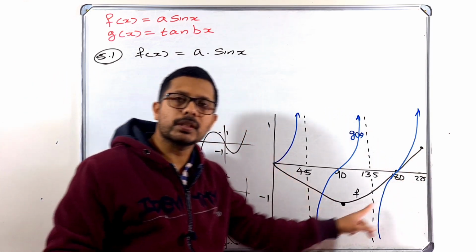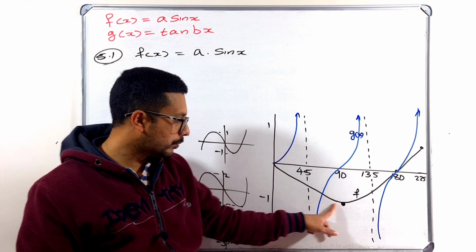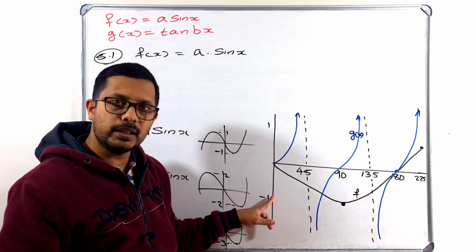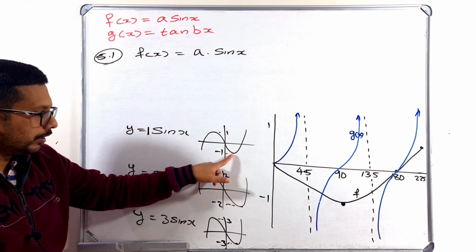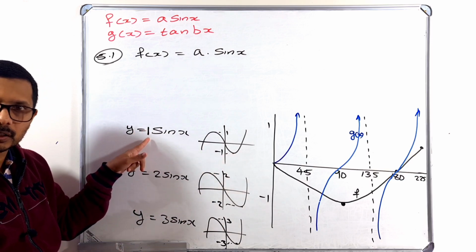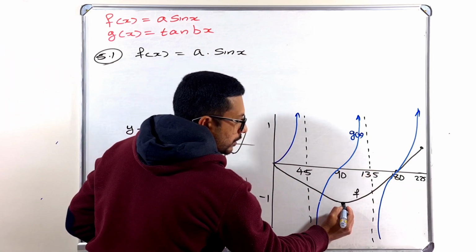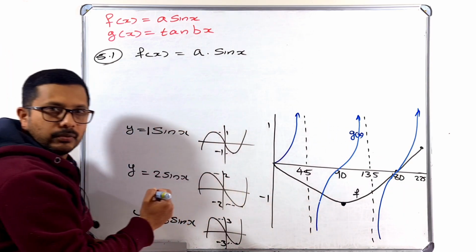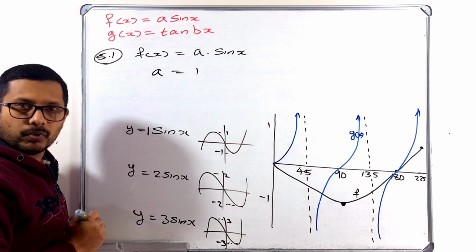In this f of x graph, what is the minimum value? At this point is the minimum value. At this point, what is the y value? -1. So what is the amplitude? It is +1. When the minimum value is -1, what is the amplitude? 1. Okay, so here in our f of x graph, here you can see that the minimum value is -1. It means that the amplitude a is equal to 1.